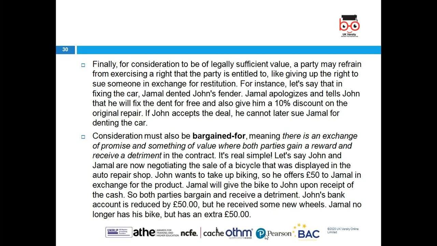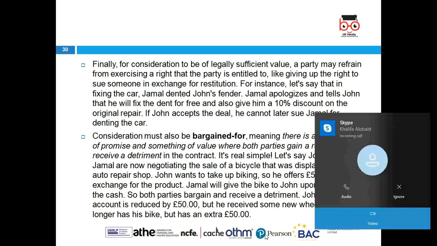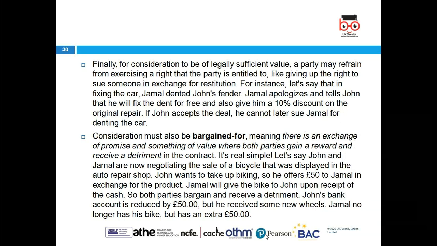So what do you think? It's a contract, because they're negotiating. So always check after acceptance. There's money in exchange, both parties bargain and receive a benefit from the bargain. Yeah, there's a contract, there's an agreement.